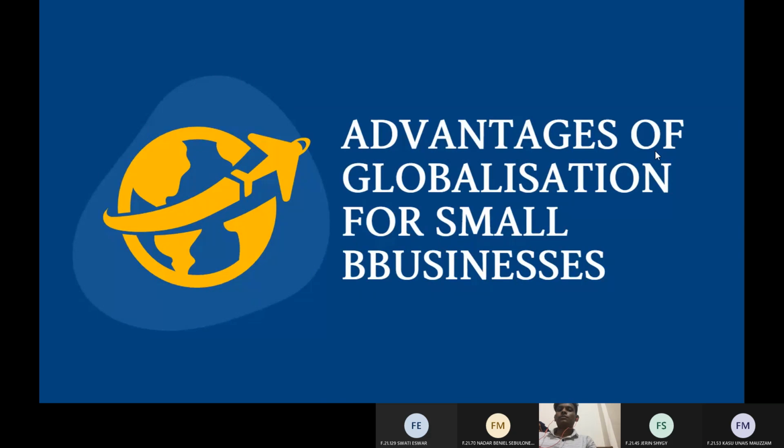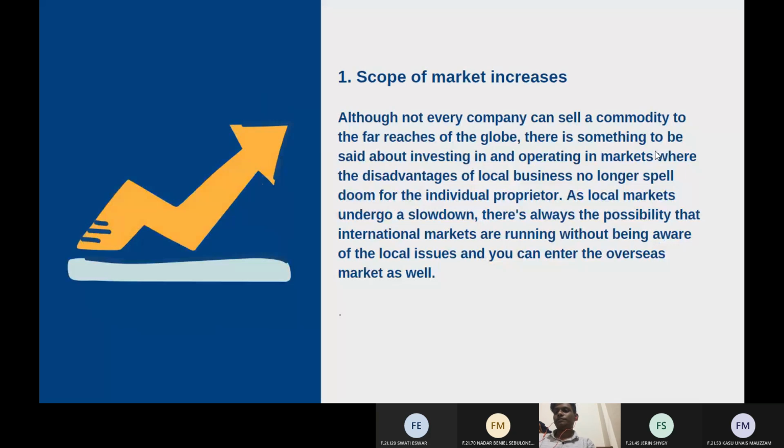Proceeding to our next topic, the advantages and disadvantages of globalization. Advantages of globalization. Scope of market increases. Globalization promotes extension of the market. It provides an opportunity to domestic companies in going global. For instance, domestic companies can witness saturation in demand for their products or services, but through globalization, they can sustain and satisfy the growing demand of foreign customers.